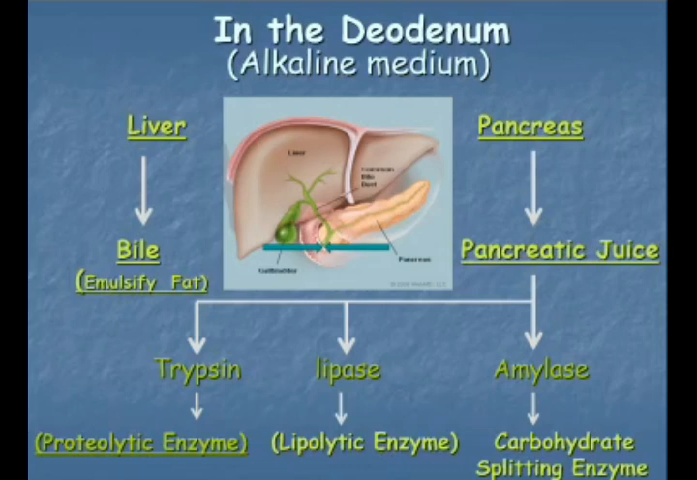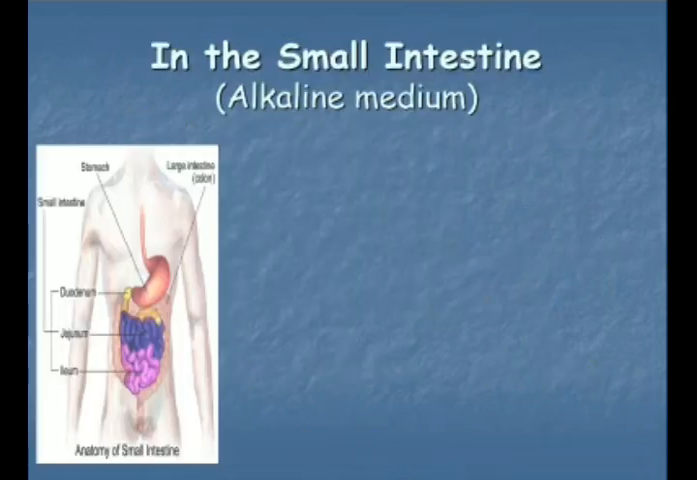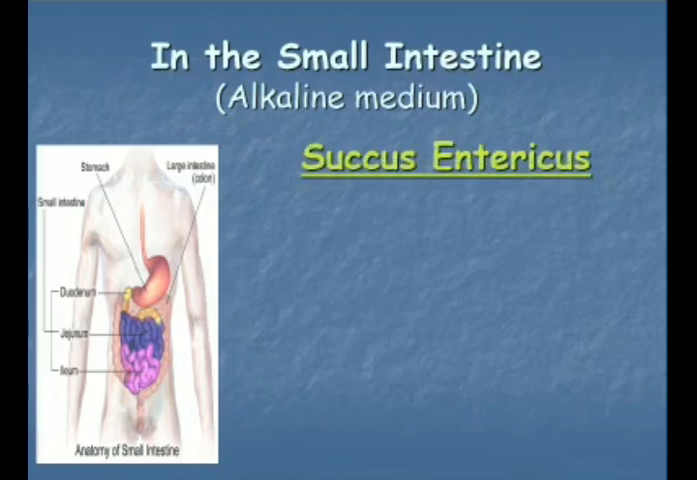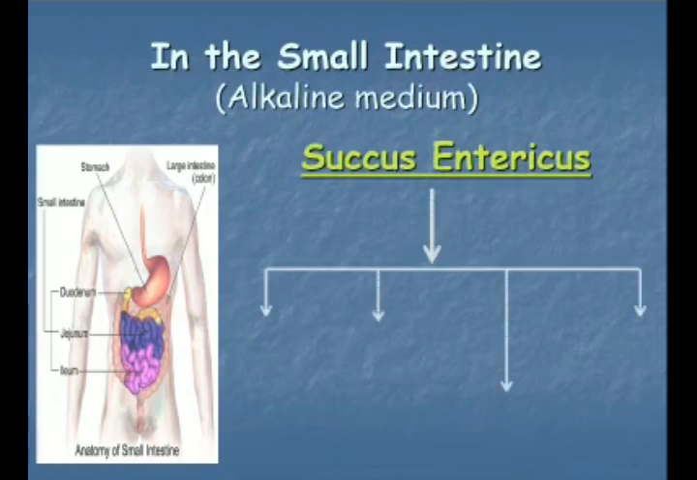And from here the food passes through the entire length of the small intestine. In the small intestine, it is mixed with the enzyme which is produced in the small intestine. The enzyme is called Succus entericus. This is also a digestive enzyme. This Succus entericus has different types of digestive enzymes. These digestive enzymes are enterokinase.